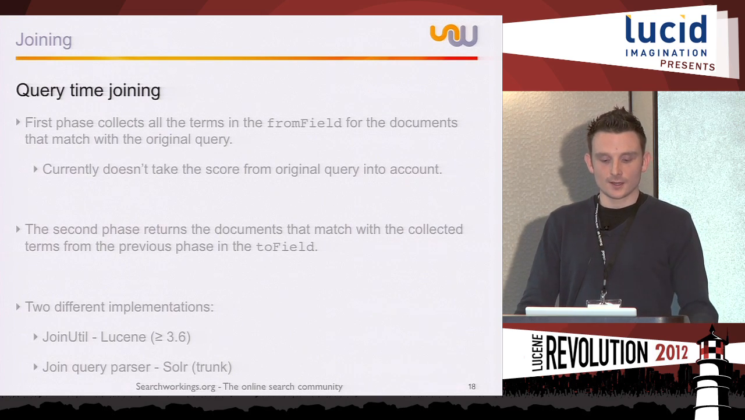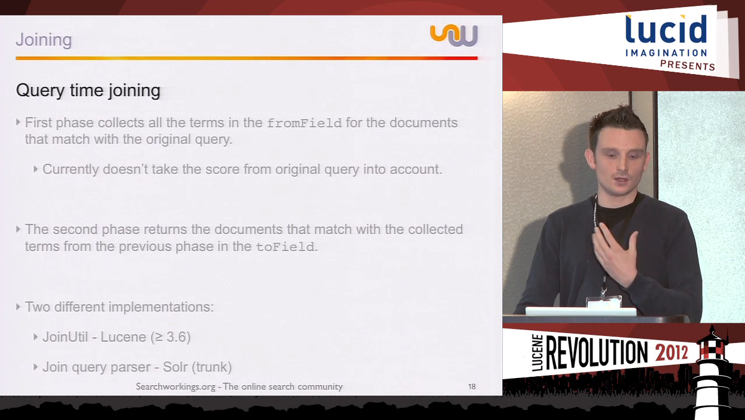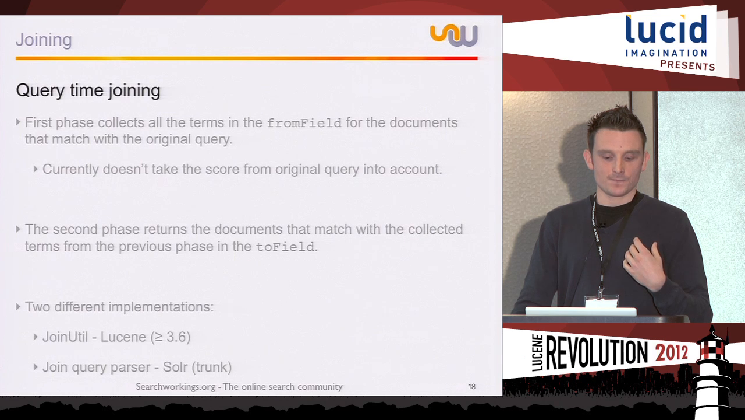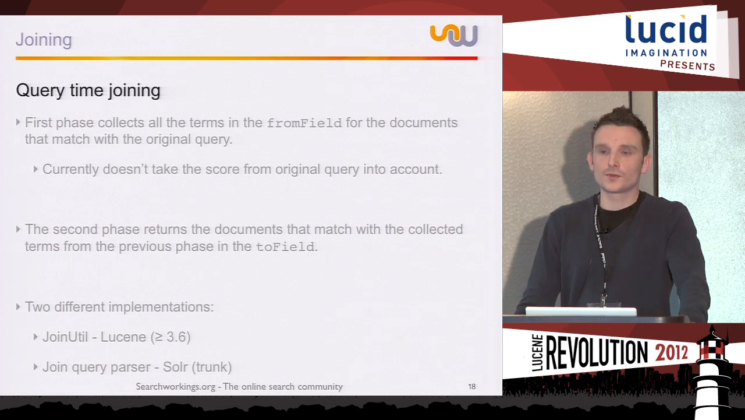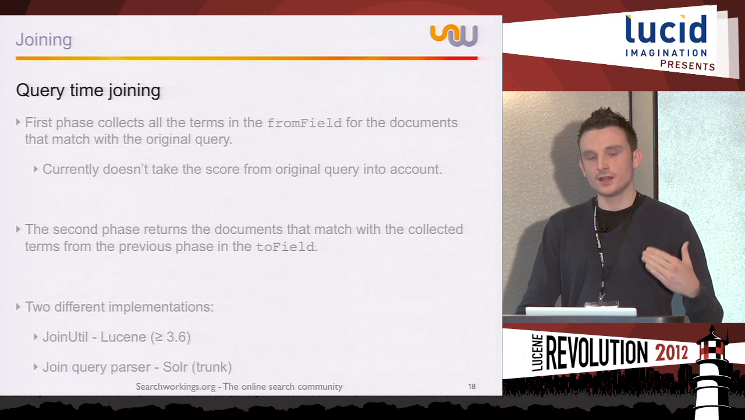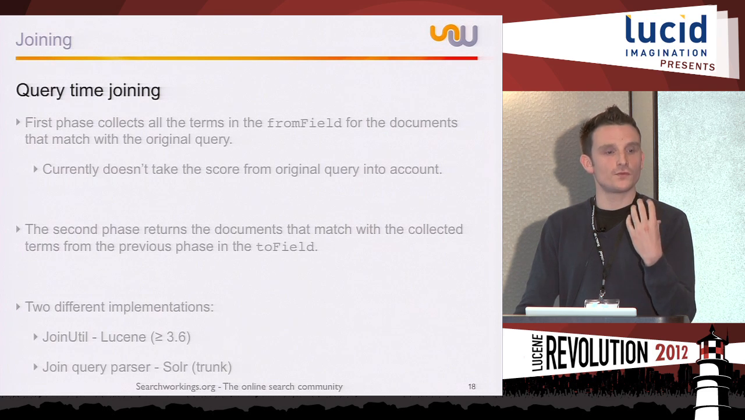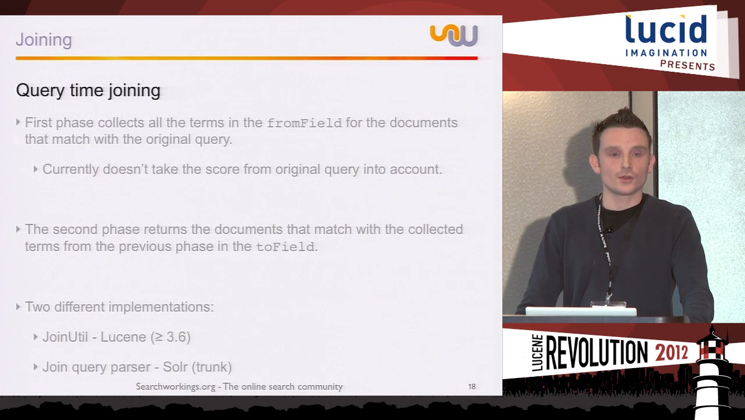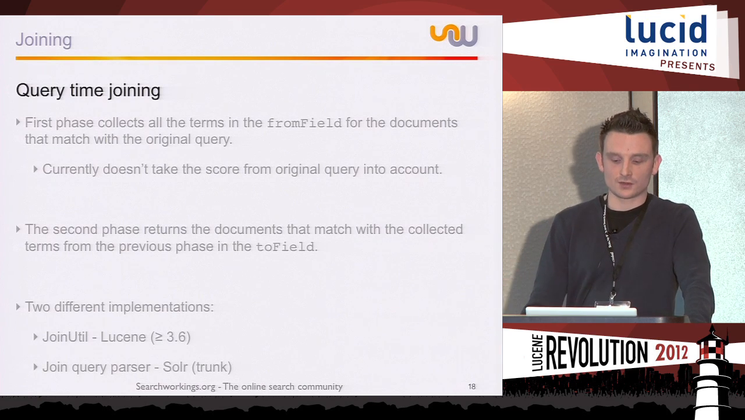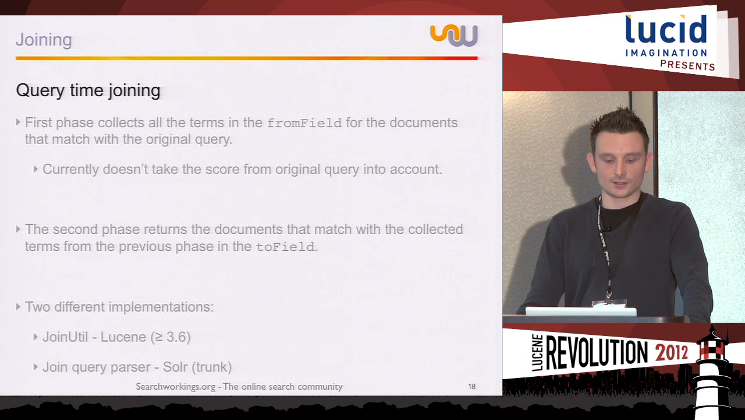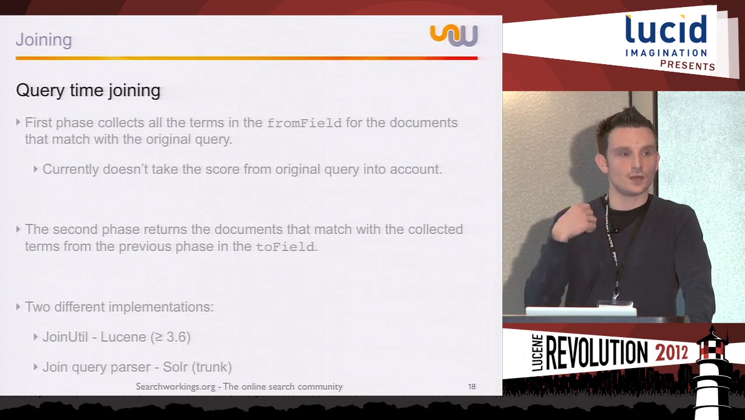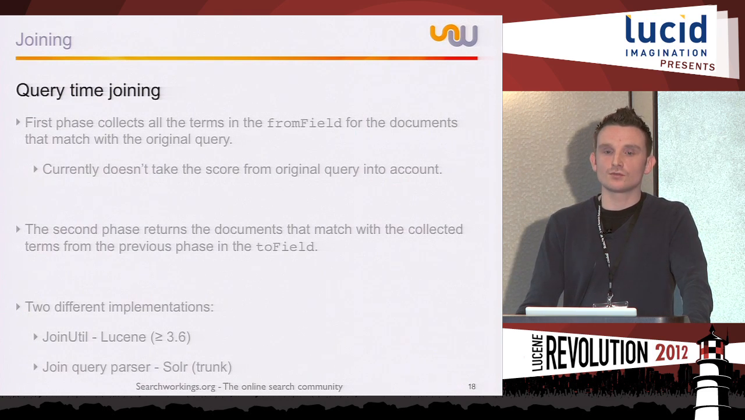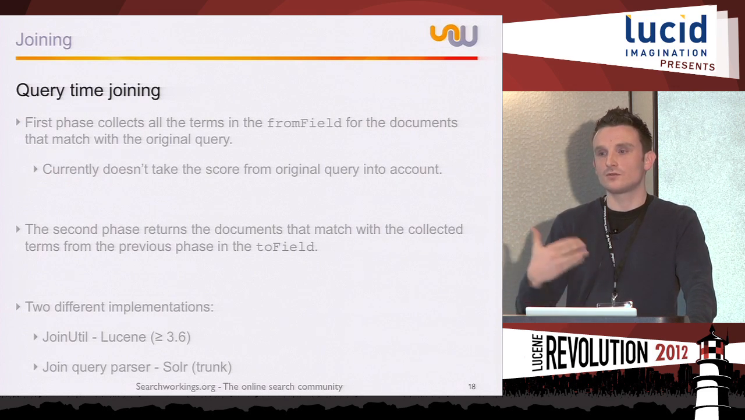The first phase, in the case of the product item and product example, collects all the values for the from field, and then in a second query, the terms that were collected in the first phase are used in the second phase to return products in our case, to return the parent, or the other way around, depending on how you use it. It has two different implementations. You have the JoinUtil method in the Lucene contrib, and in the trunk in Solr you have the join query parser. The way you use it is basically the same, but there are two different implementations.